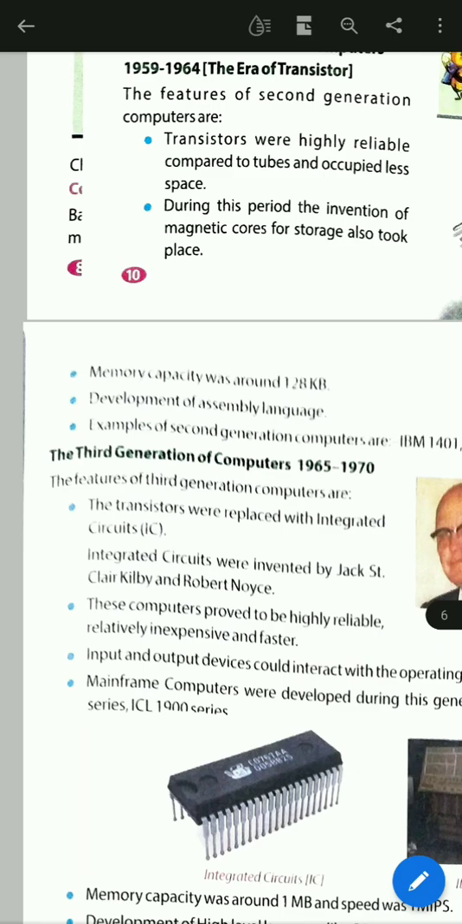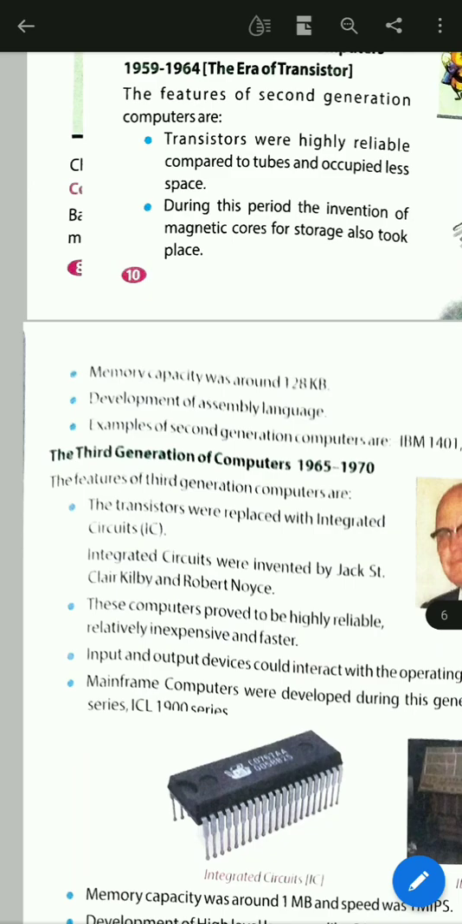So students, in second generation computers, the memory capacity was around 128 KB, but in third generation computers, the memory was around 1 MB. Okay students, in 1 MB, 1024 KBs are there. And speed was 1 MIPS.